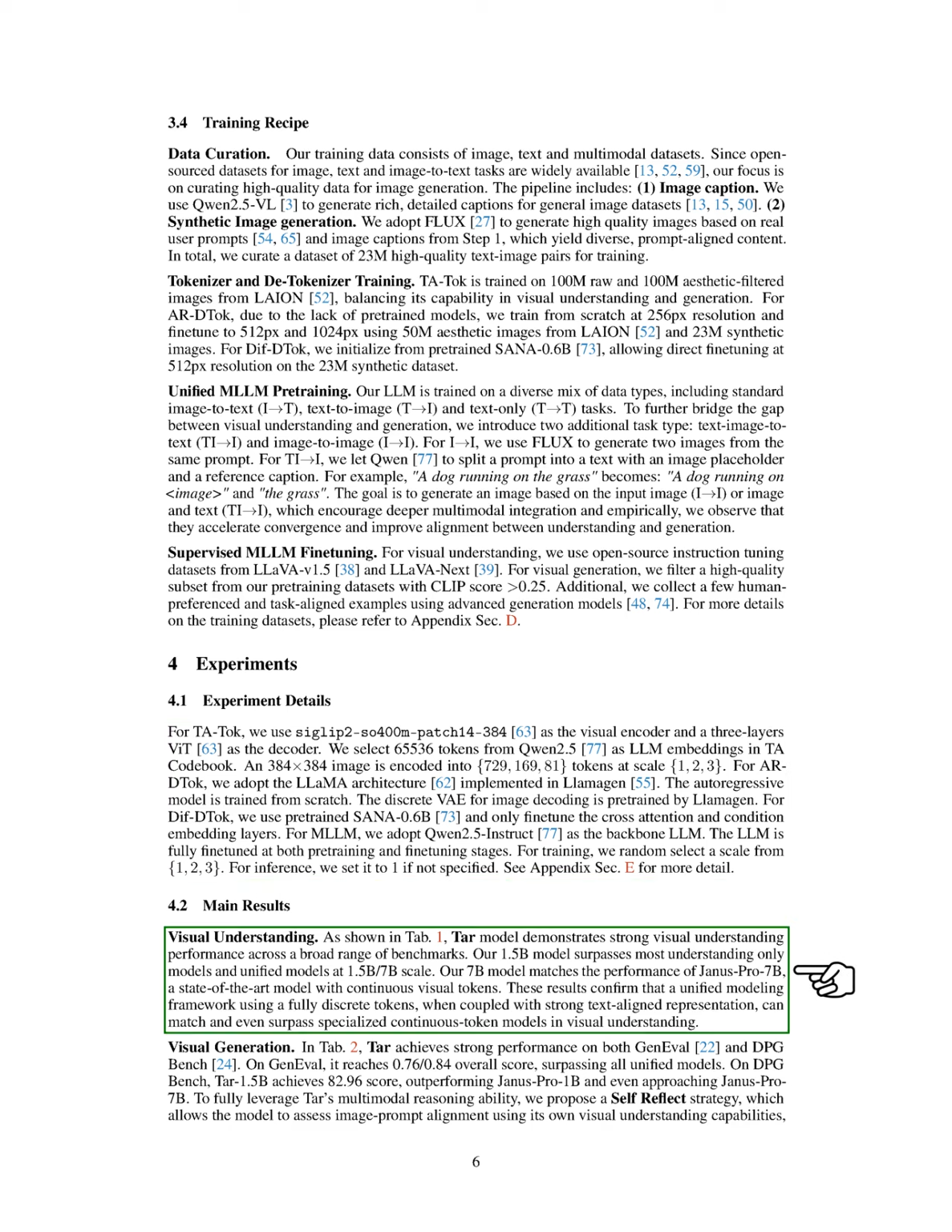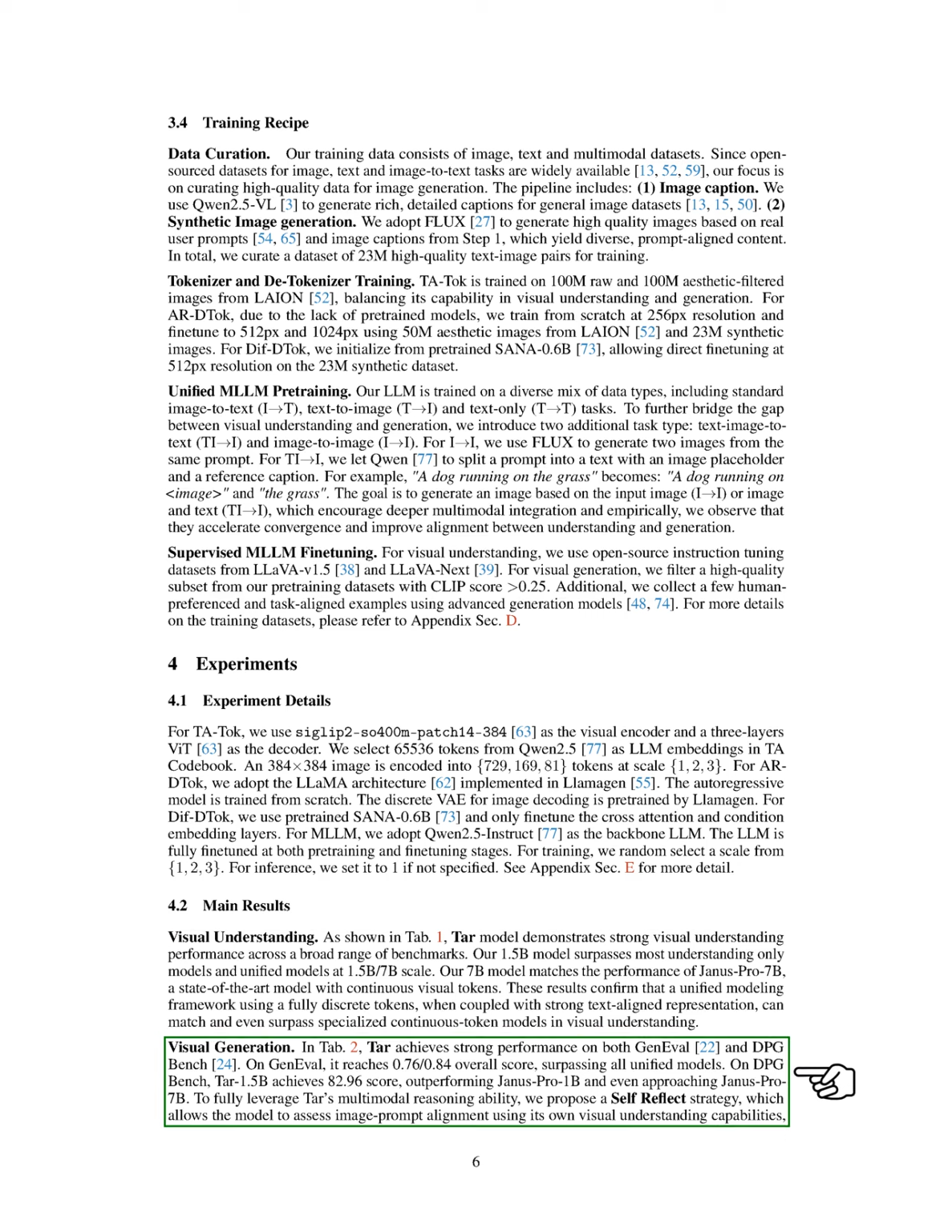Our main results show that the TAR model exhibits strong visual understanding across various benchmarks. Our 1.5 billion parameter model outperforms most other models of similar size, and our 7 billion parameter model matches the performance of a leading model that uses continuous visual tokens. This indicates that our unified modeling framework, which relies on fully discrete tokens and strong text-aligned representations, can compete with and even exceed specialized models in visual understanding.